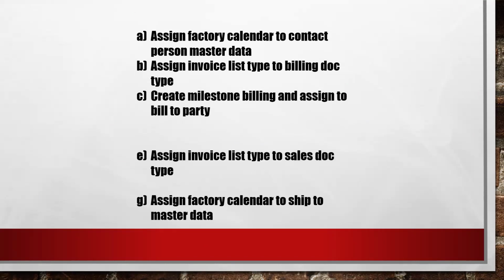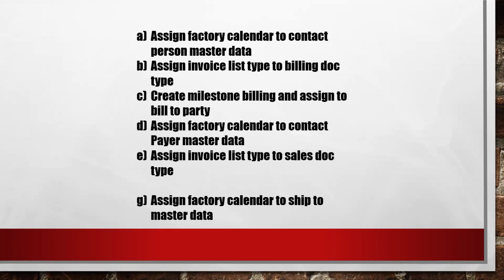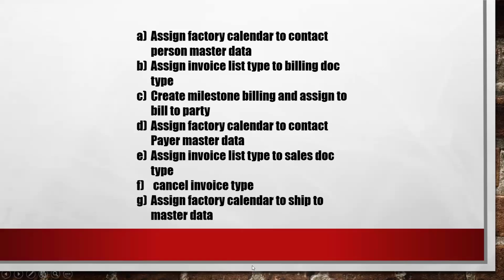Create a milestone billing and assign to bill-to party: this is absolutely wrong. Assign factory calendar to contact person master data: see, I told you, right? It is absolutely wrong. Assign invoice list to sales document type is also wrong. Cancel invoice list is also wrong. Assign calendar to ship-to party master data is wrong.